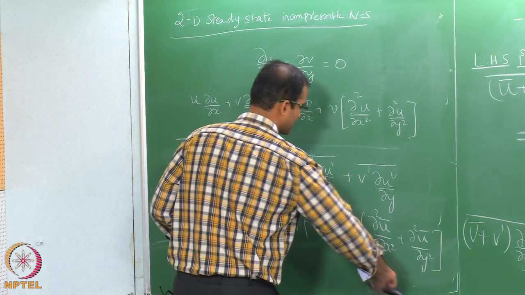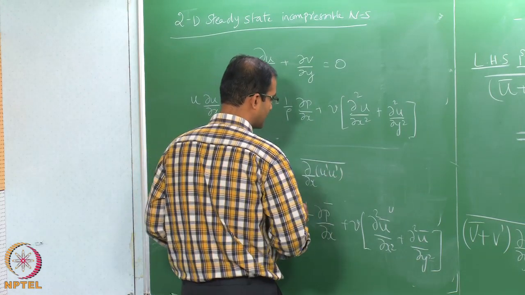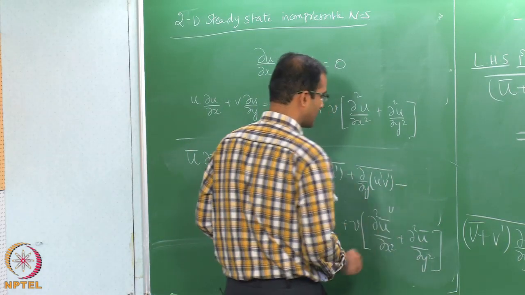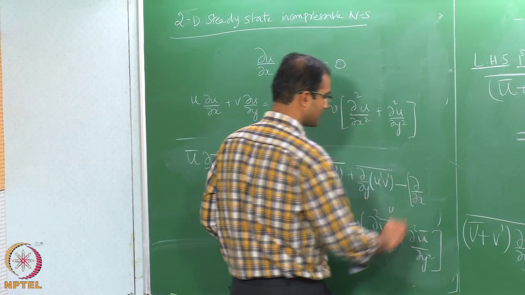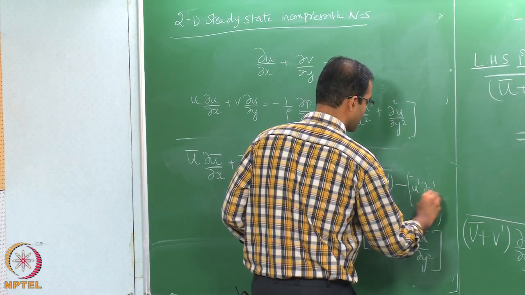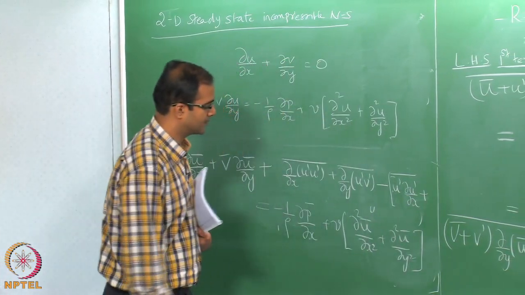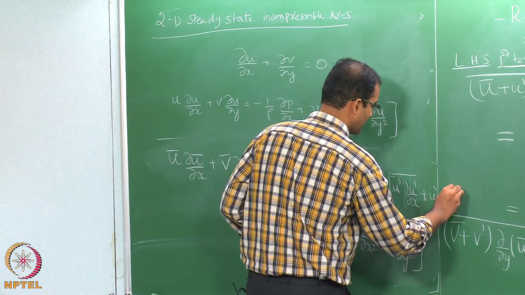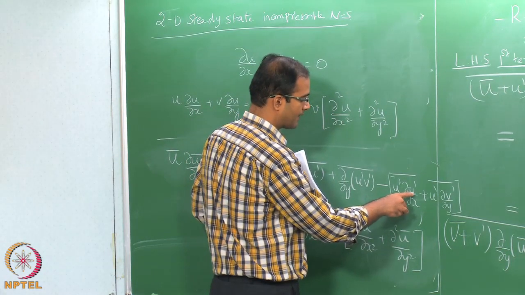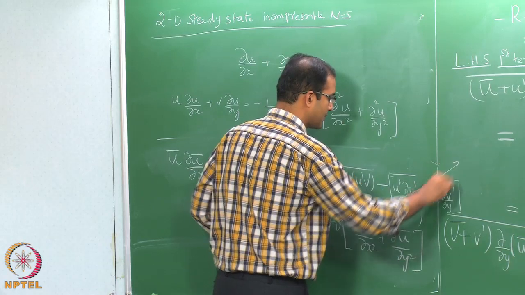So therefore we can write this as d by dx of u prime squared bar plus d by dy of u prime v prime bar minus, what do you have? D by dx of, what do you have? In one case you have u prime du prime by dx, plus what is the other term? U prime dv prime by dy. Okay, if you take u prime common, then we have du prime by dx plus dv prime by dy, which satisfies the continuity for the fluctuating component. So therefore, this will be 0.